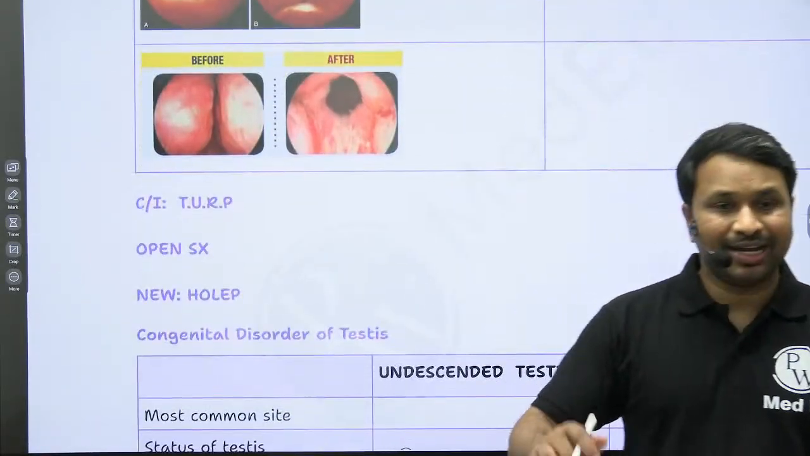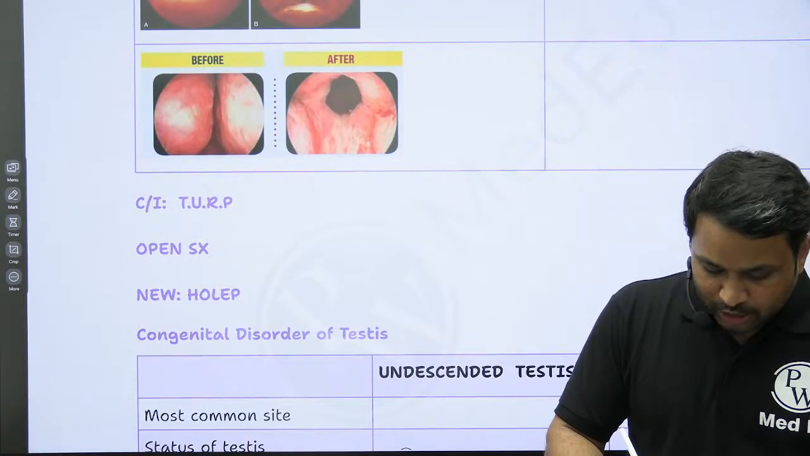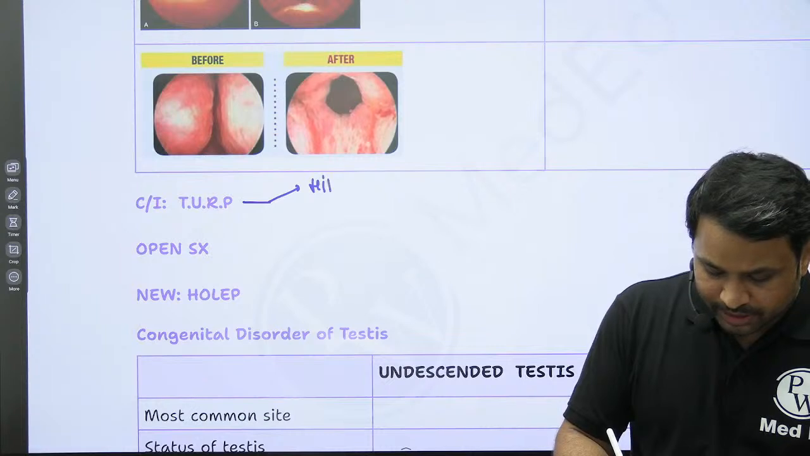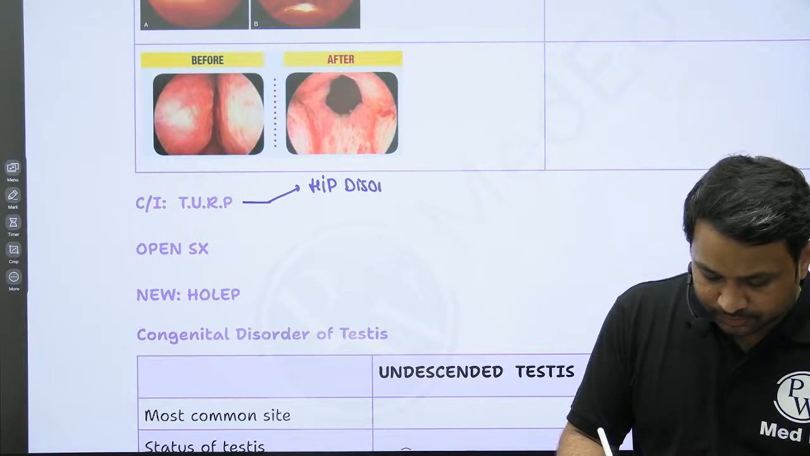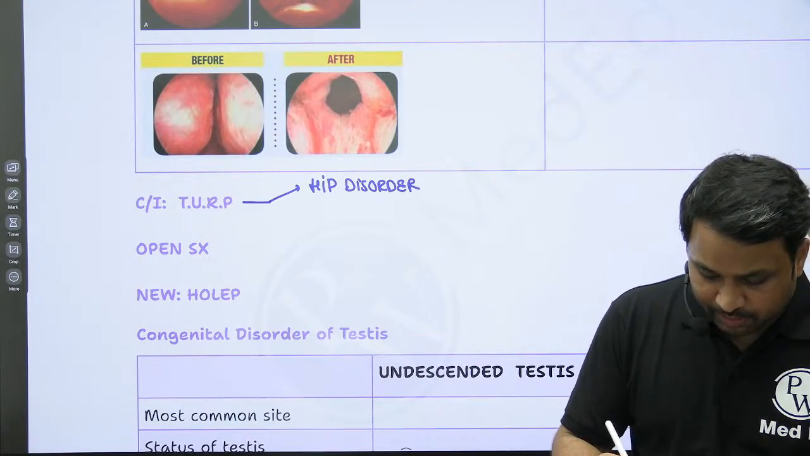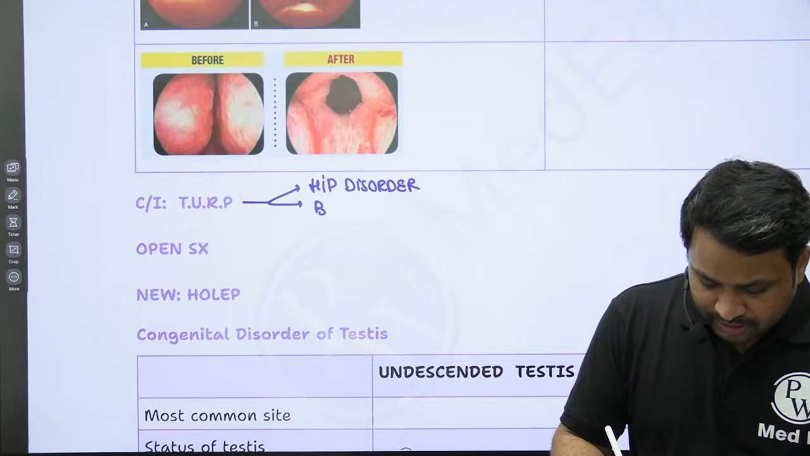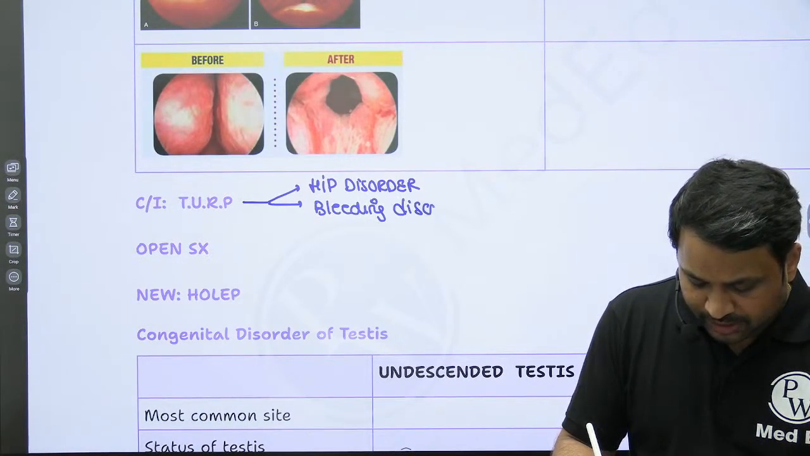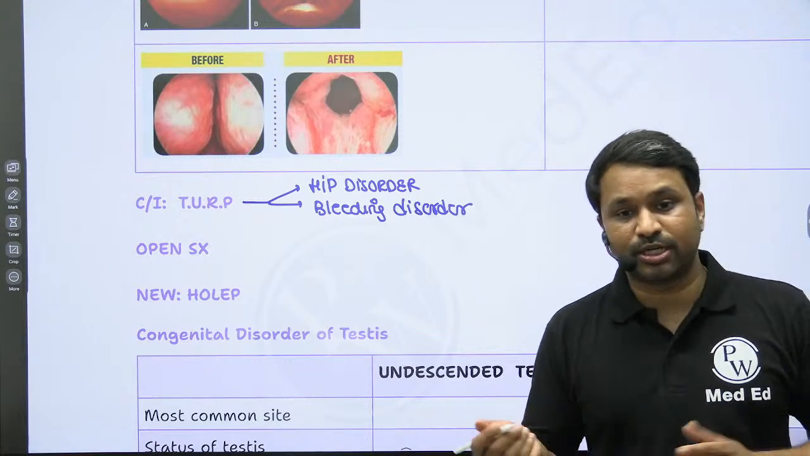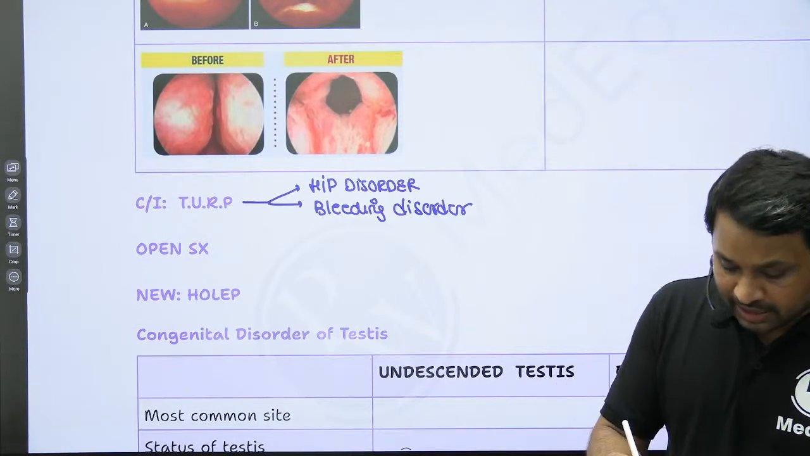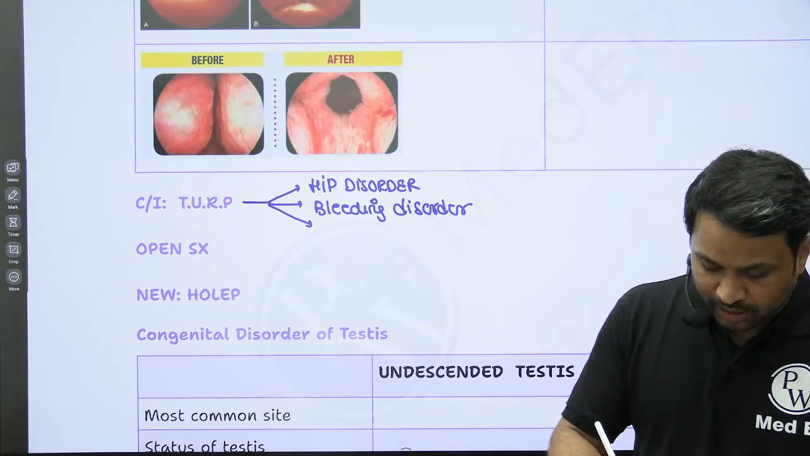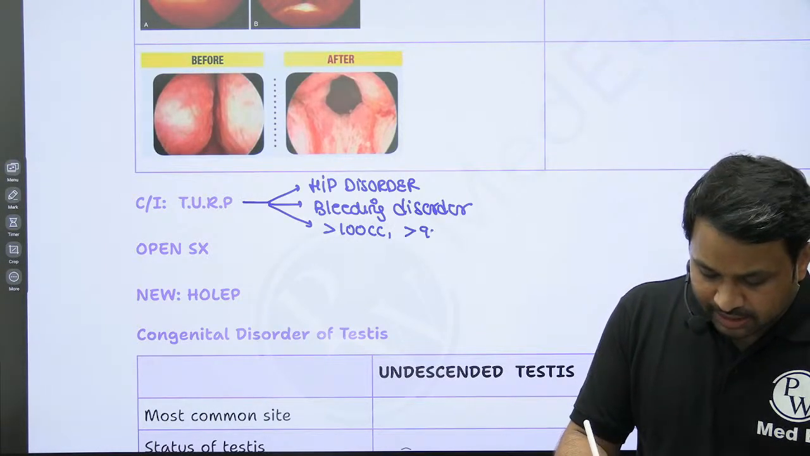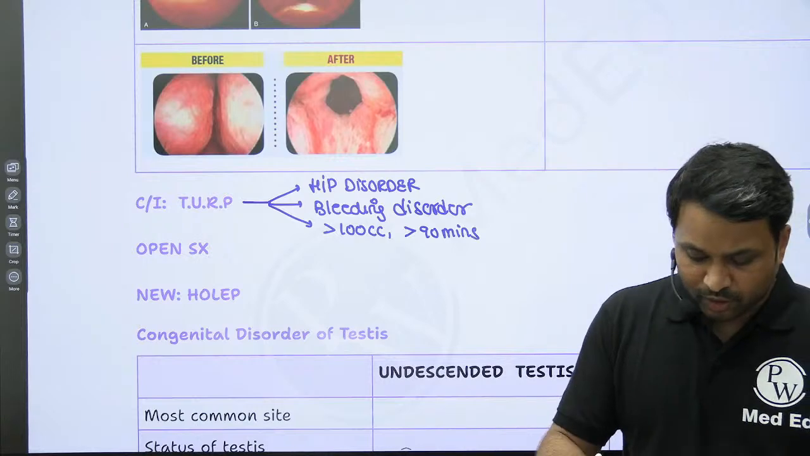What are the contraindications for TURP? If there are hip disorders, the patient cannot be put into lithotomy position. If there is a bleeding disorder, it is better to do an open surgery rather than a TURP because control cannot be taken. Relative contraindications are if the size is more than 100 cc and time taken is more than 90 minutes, then I would prefer an open surgery.